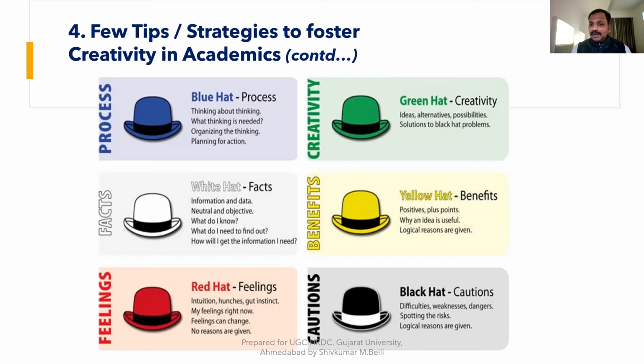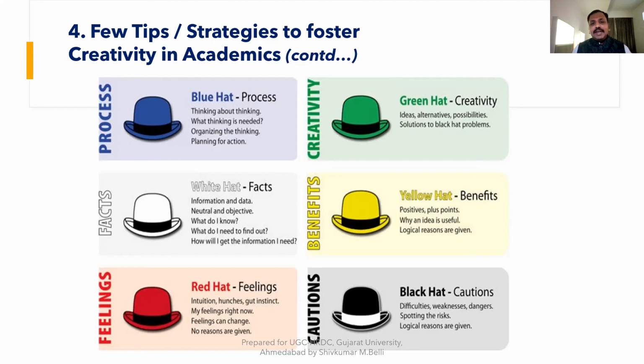Then comes green hat, our creativity hat. They give a lot of ideas, alternatives, possibilities, solutions to the black hat problems. Black hat gives a lot of problems. Look at the right bottom quadrant: difficulties, weaknesses, dangers, and all that. So green hat tries to solve that. And yellow hat gives benefits. If I solve this problem, what are the positives, plus points, why the idea is useful, logical reasons, all that given by yellow hat.